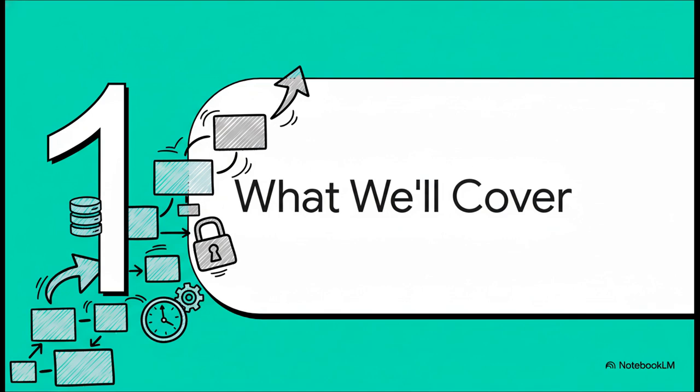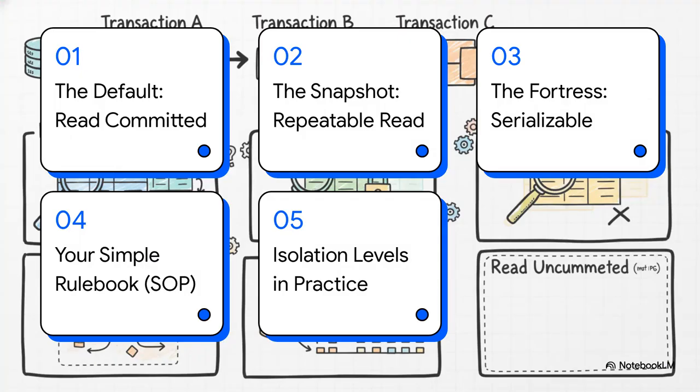To really get to the bottom of this, we're going to walk through it step by step. We'll start with the basics and build our way up to a simple set of rules you can literally use every single day. First, we'll tackle the default, read committed, and see where it falls short. Then we'll climb the ladder to repeatable read and serializable and figure out what problems they solve. After that, we'll boil it all down into a simple rulebook, your new SOP. And we'll finish up with some real-world examples to make it all click.